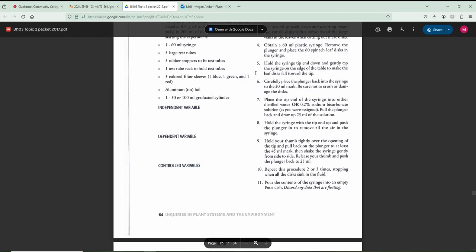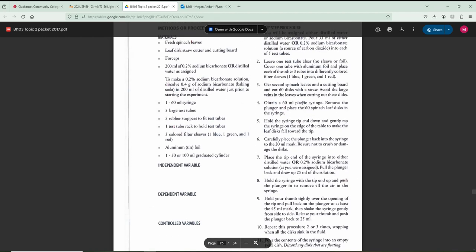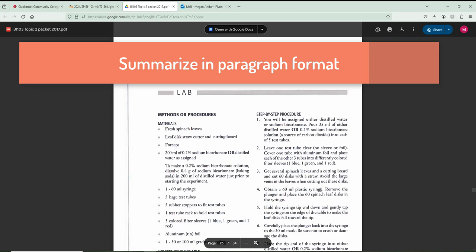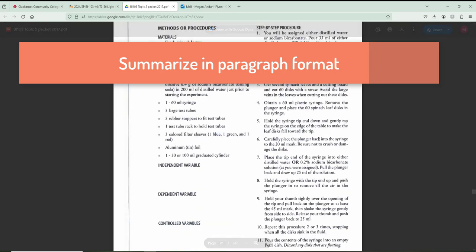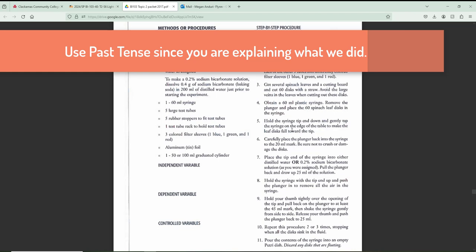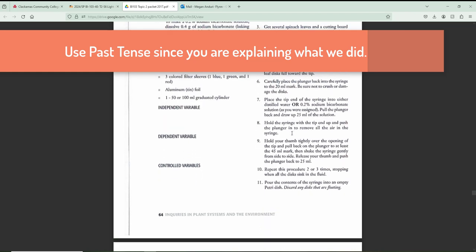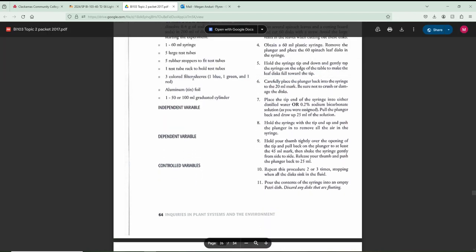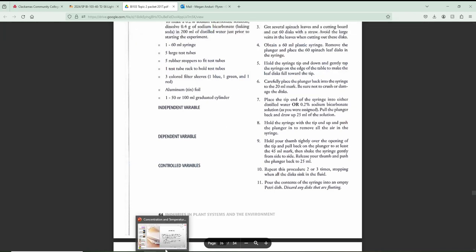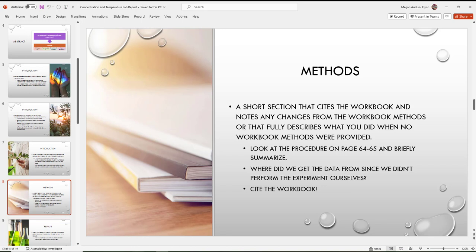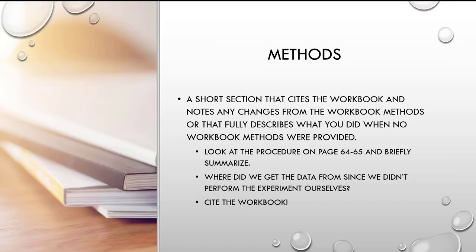You don't want to do a procedure list like this. You just give a brief, couple sentence summary of how it was set up. All right. Once that is done, since we didn't actually complete the lab ourselves, just state where we got the data from.